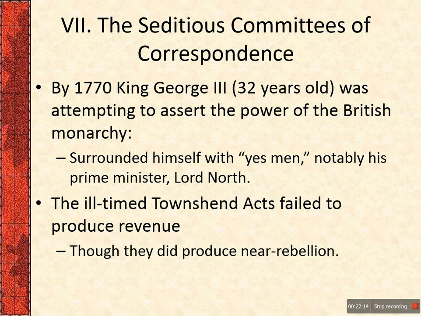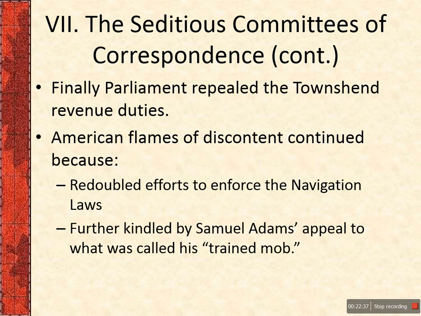King George III was a young king. He was 32 years old. He was trying to establish himself. He was very smart, not a bad person by all accounts, but he had bad people around him, scheming individuals, including Lord North, who was his prime minister. So the Townshend Acts are really timed poorly. They almost led to rebellion, but they didn't. Parliament does repeal the Townshend Acts, but continues on really in trying to enforce the navigation laws.